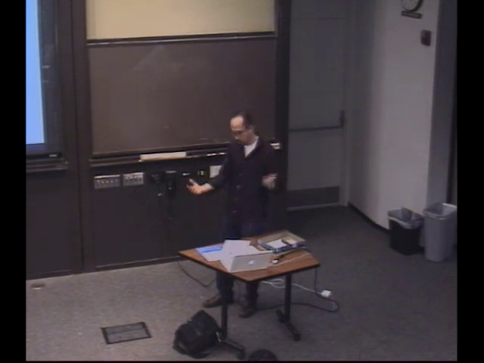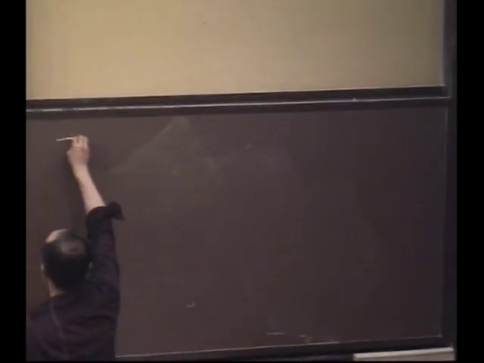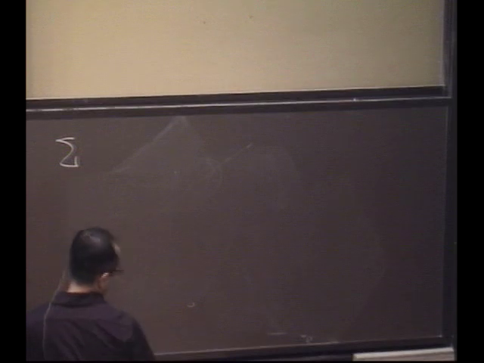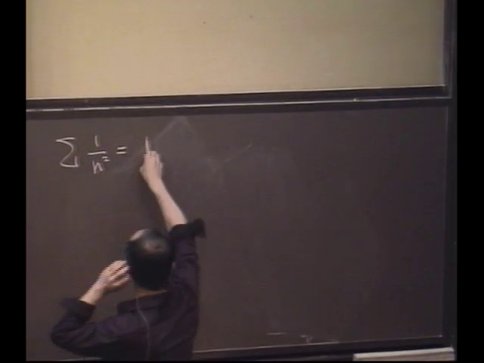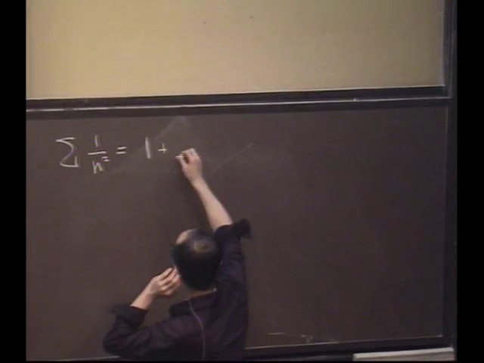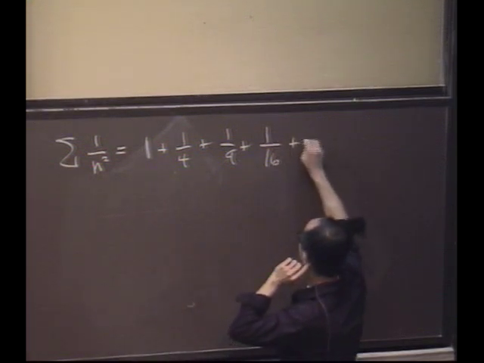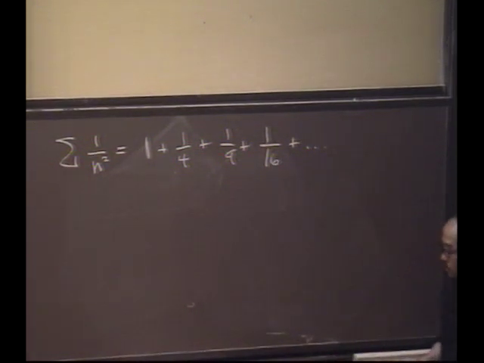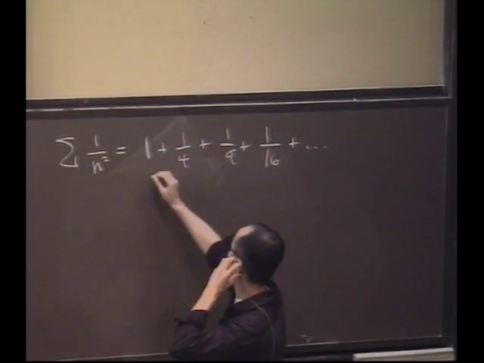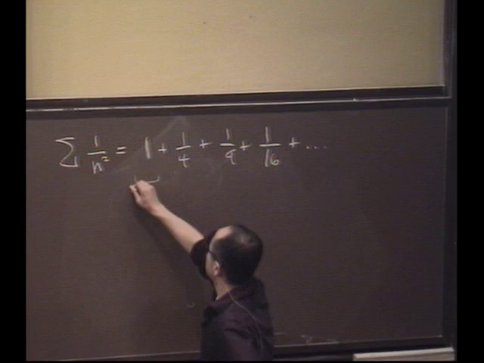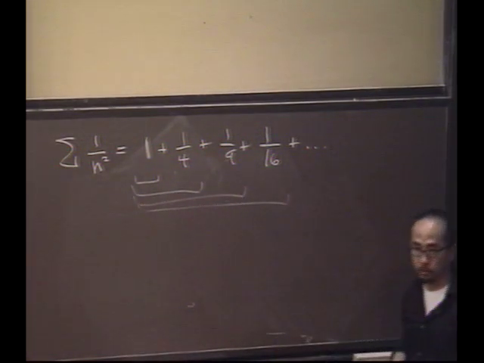So last time we said, okay, how do we tell if a series converges? What if you have a series like the following, the sum of 1 over n squared? Well, that's a series. It's a sum of a bunch of terms, dot, dot, dot. And what we mean by a series is, look at the sequence of partial sums, and ask, does it converge?